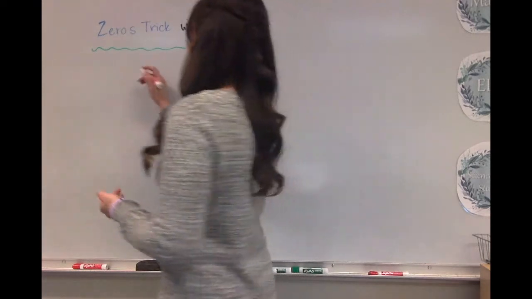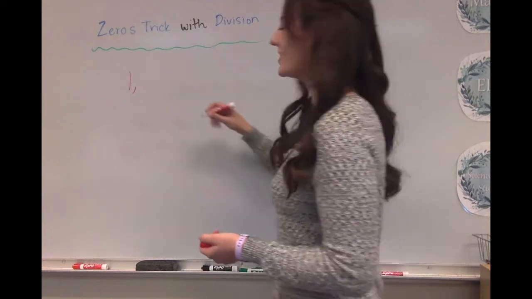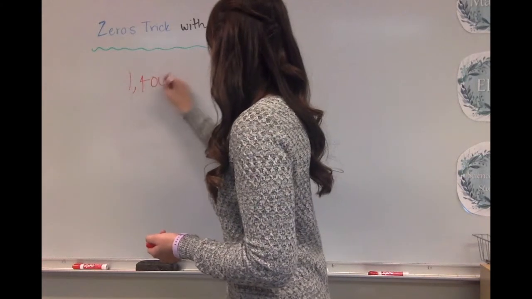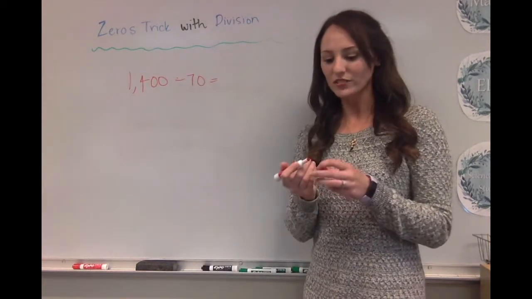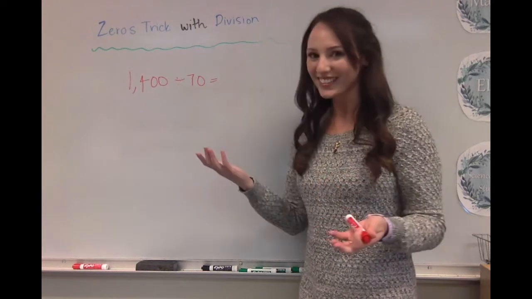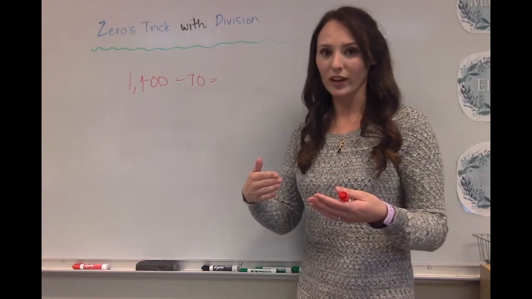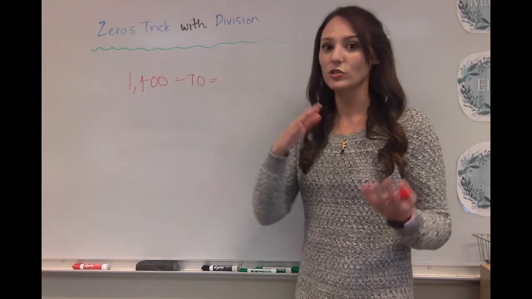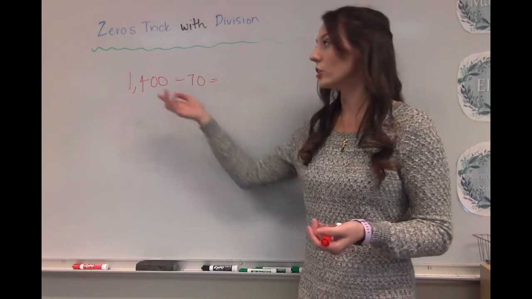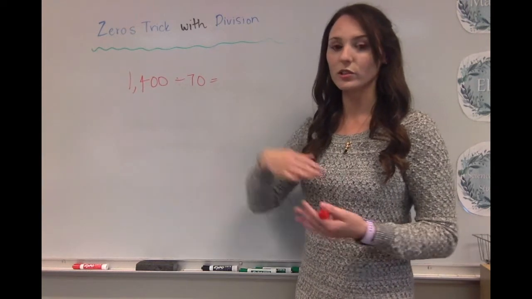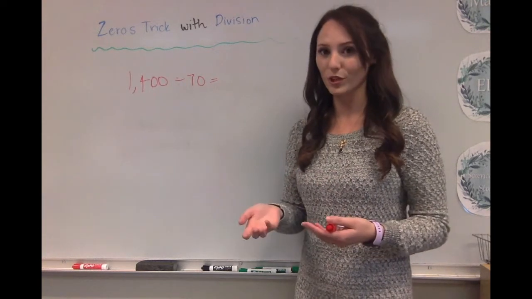So our first example, 1,400 divided by 70, and you guys can write that down as well. Okay, 1,400 divided by 70. You'll see when you're looking at this right off the bat, you know that 14 and 7 are going to be part of a fact family. 14 divided by 7 is 2. But if I did 14 divided by 8, 8 doesn't go evenly into 14, so we couldn't do that with this trick. However, it's still a useful trick for numbers that will go evenly into each other.